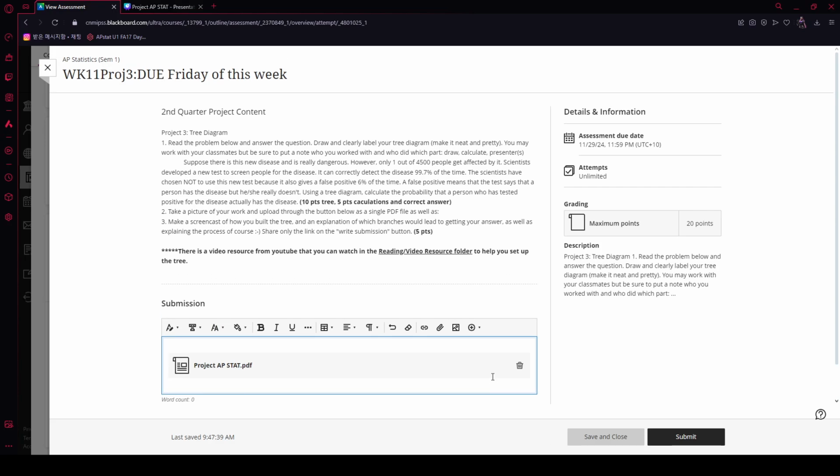Hey guys, today I'll be explaining week 11, project 3, which is on tree diagram.